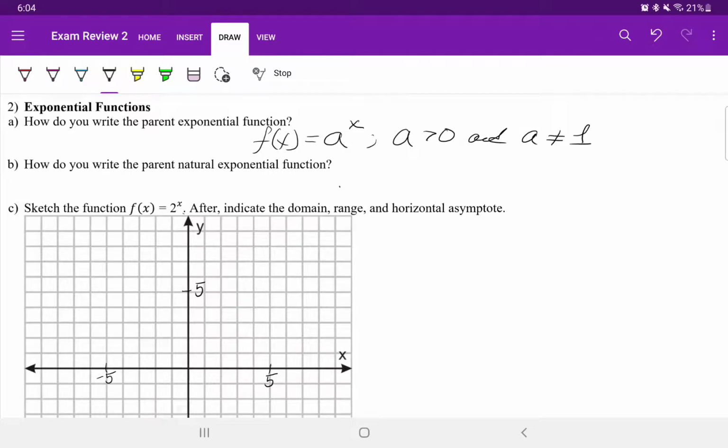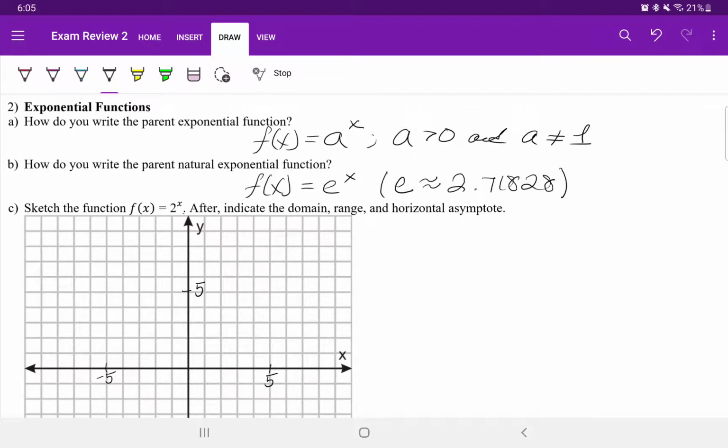And it says, how do you write the parent natural exponential function? Well, that's going to be f of x equals e to the power of x. And that's really it. And remember, e, which is considered the natural number, is approximately 2.71828, rounded to 5 numbers after the decimal. E is an irrational number, so it goes on forever and ever, which is indefinite.